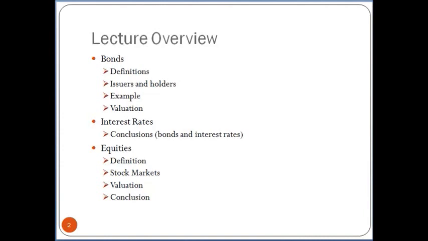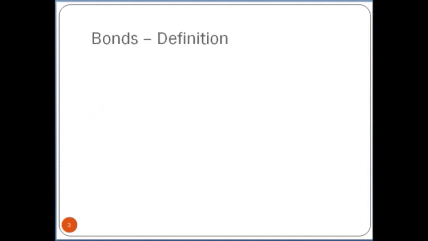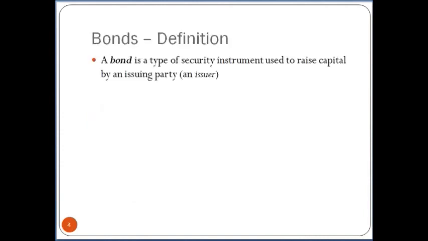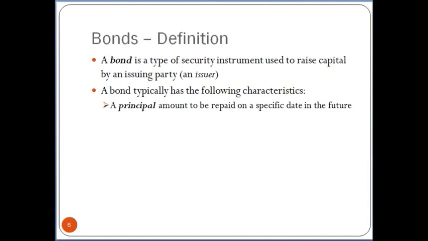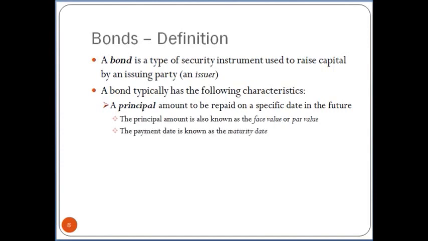Okay, so let's begin. Let me start with a basic definition of bonds. We can think of a bond as a type of security instrument that's used to raise capital by an issuing party or an issuer. A bond typically has the following characteristics. It's got a principal amount, which is to be repaid on a specific date in the future. This is also known as the face value or the par value. The payment date is known as the maturity date.